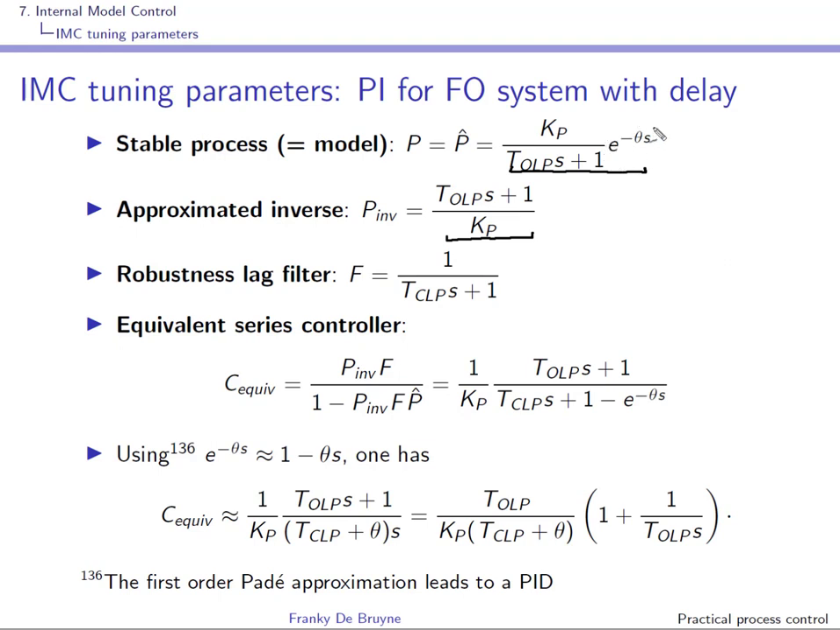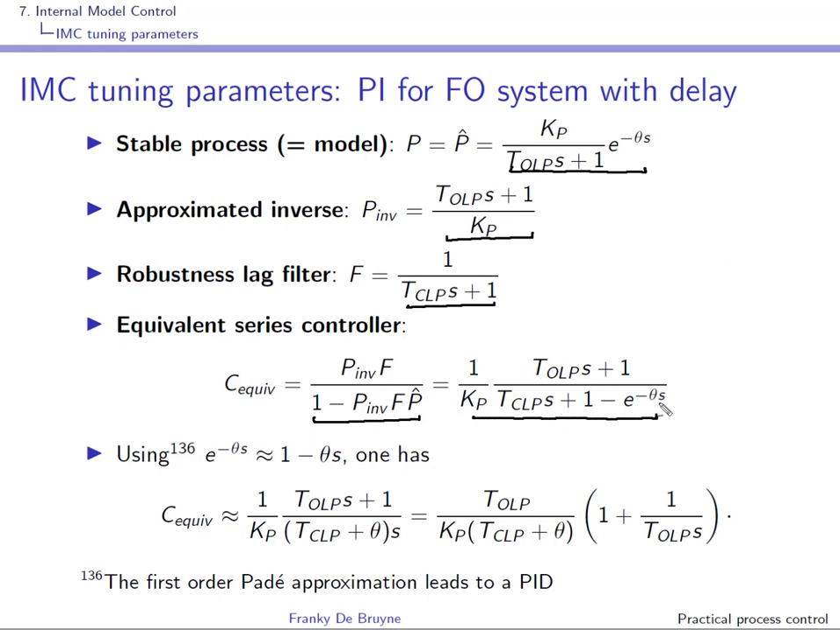The only part that we cannot invert is the delay, so here we have the approximate inverse, and here we have the robustness filter. We simply take a first order filter, and we had seen that we could choose the time constant to be the desired closed loop constant. Notice that this one is not proper, but these two are used in series, and if you multiply those two, you have a proper transfer function. So what you can now do is compute the equivalent series controller, and if you go through the calculation, this is what we obtain.